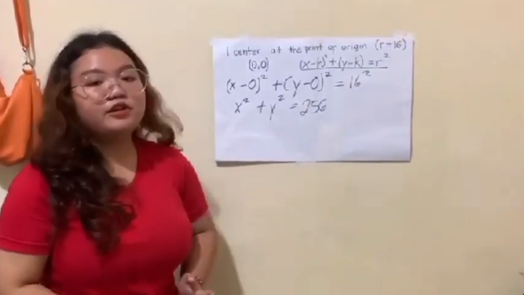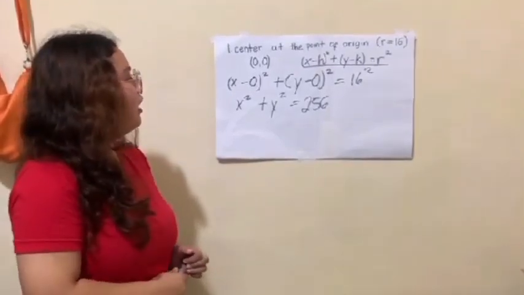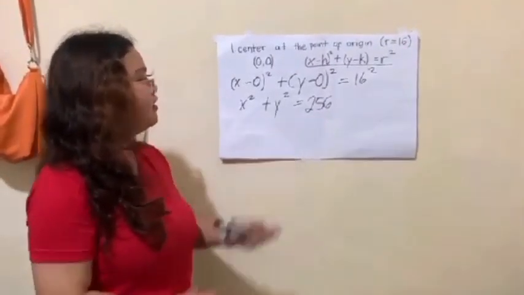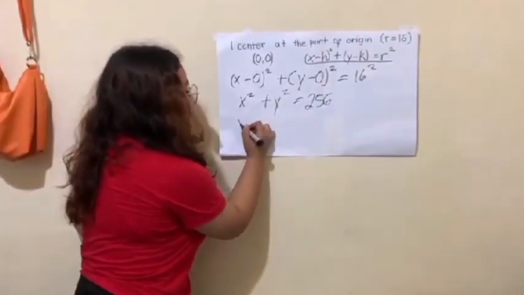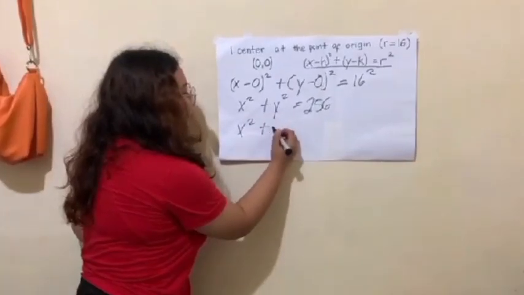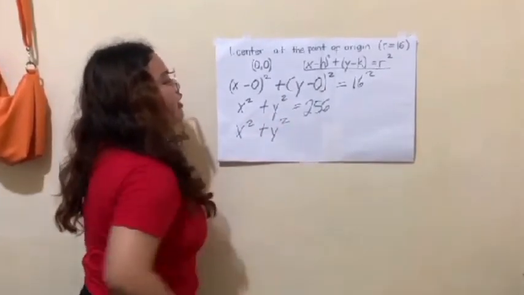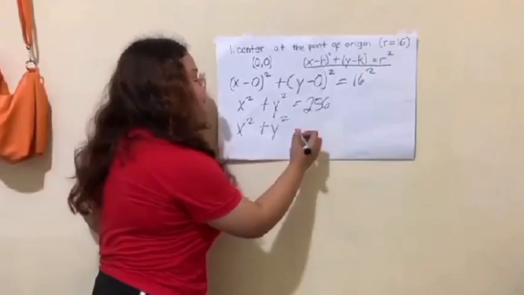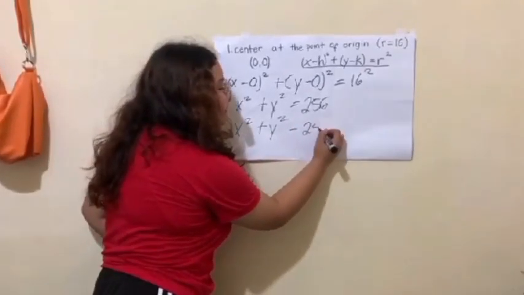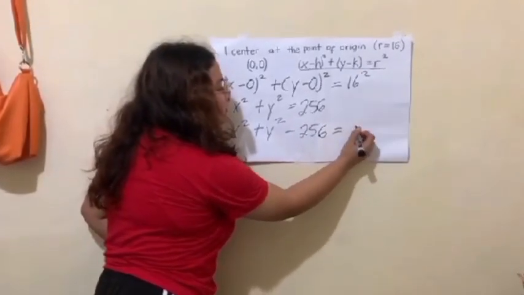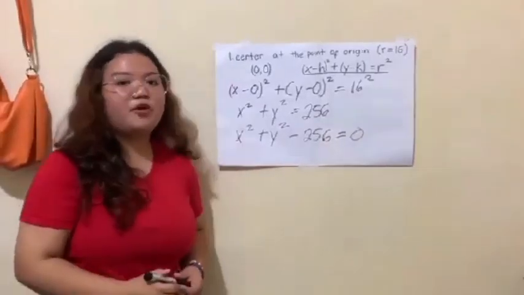To get the general form, we need to move this here: x squared plus y squared, and then change the sign, minus 256 equals 0. And that is our general form.